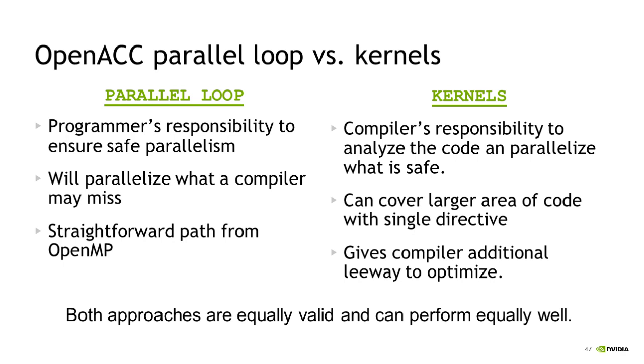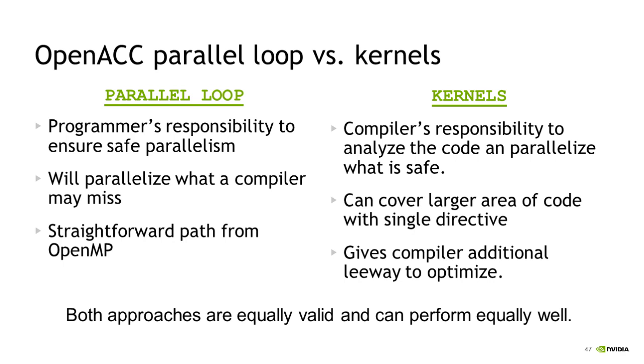Kernels is, excuse me, taking the responsibility and handing it to the compiler. The compiler fully does the analysis for you. It parallelizes what it believes is safe. It also allows you to cover a very large area of code. So if I have one function that has lots and lots of loops in it, I can put a kernels region around all of them, rather than having to go to every single loop independently. And lastly, it does give the compiler a little extra room for optimization.